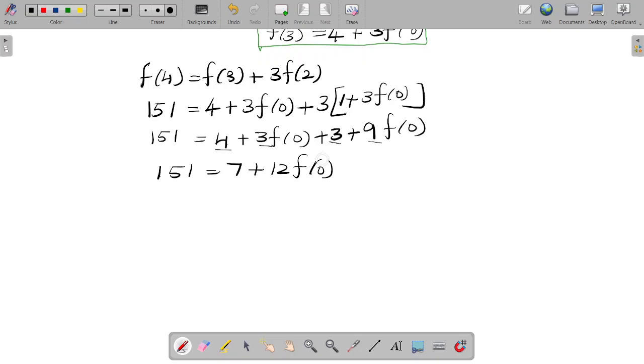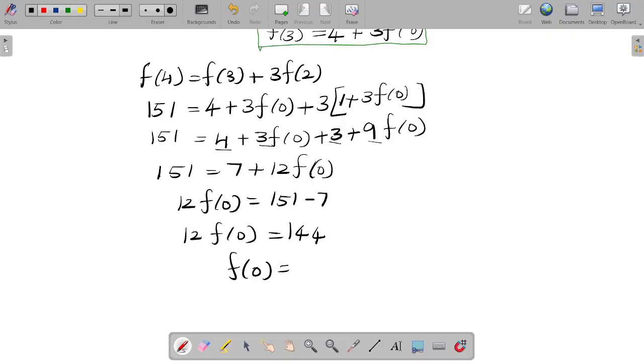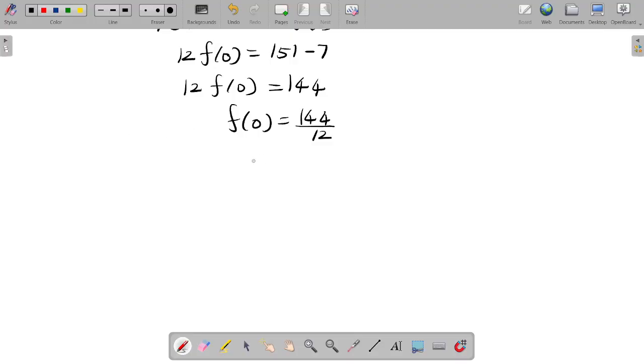Here it is very easy to find the f of 0 value. So 12 times f of 0 equal to 151 minus 7. So 12 times f of 0 equal to 144 while subtracting. So f of 0 equal to 144 divided by 12. Now we found the f naught value, f of 0 equal to 12. Yes, let it be here, f of 0 also we found.